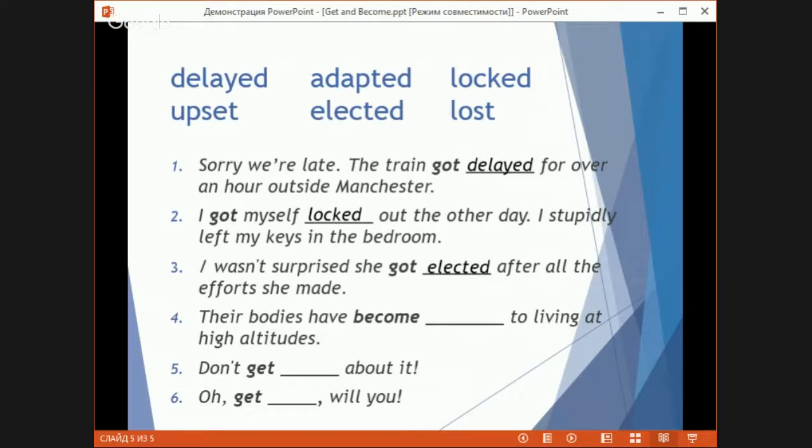Their bodies have become adapted to living at high altitudes. Become adapted is like to become used to, to get used to doing something, when something becomes familiar and normal for you. The next one, don't get upset about it. And the last one is the example which I already told you. Oh, get lost, will you? It's like when you are irritated, and this is our command, our imperative mood.